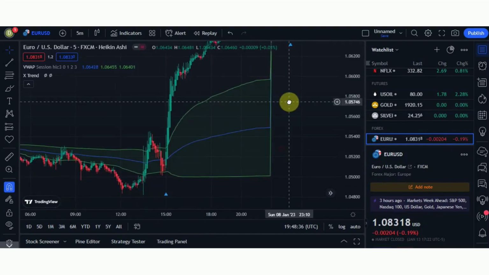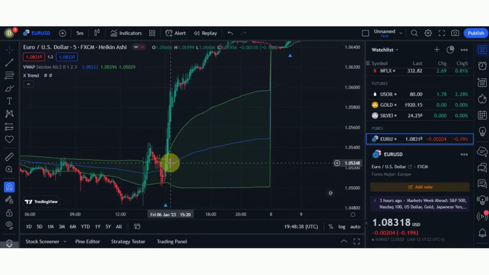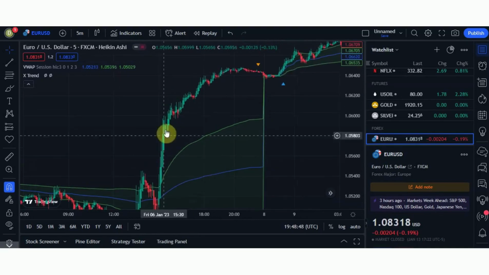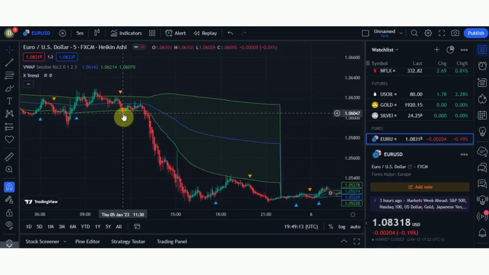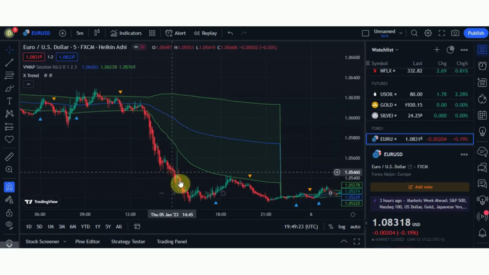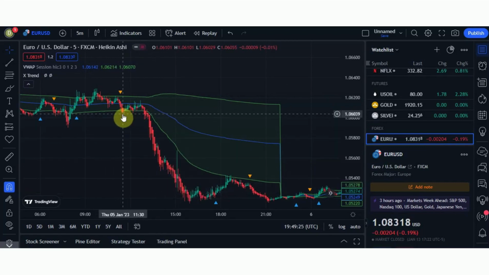So we can take a look at some other sections of our chart here. Here we have the market breaking out again above the upper band, and we have a buy signal here. So we can go long right here. This is a valid signal to take a buy position. And here's another section here where the market breaks below the lower band, and we have a sell signal here from our X trend indicator. So we can see that this would be a very profitable sell position right here.